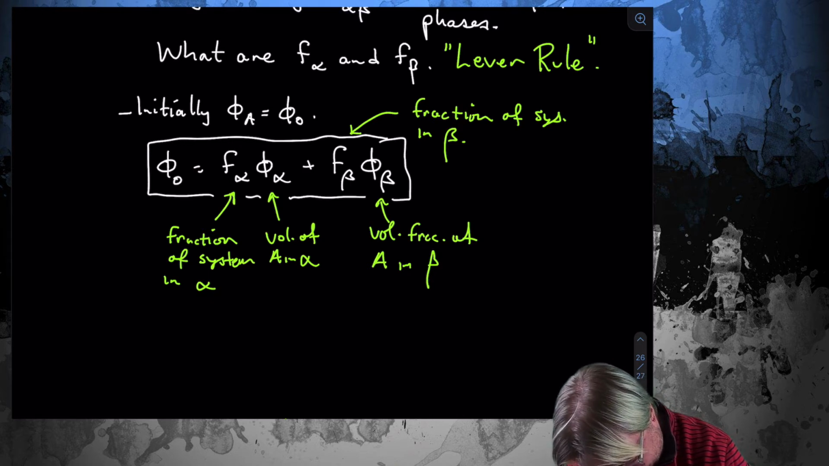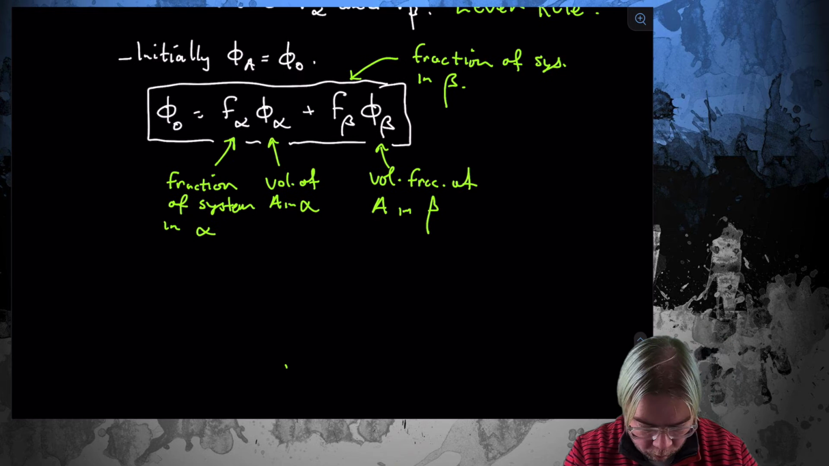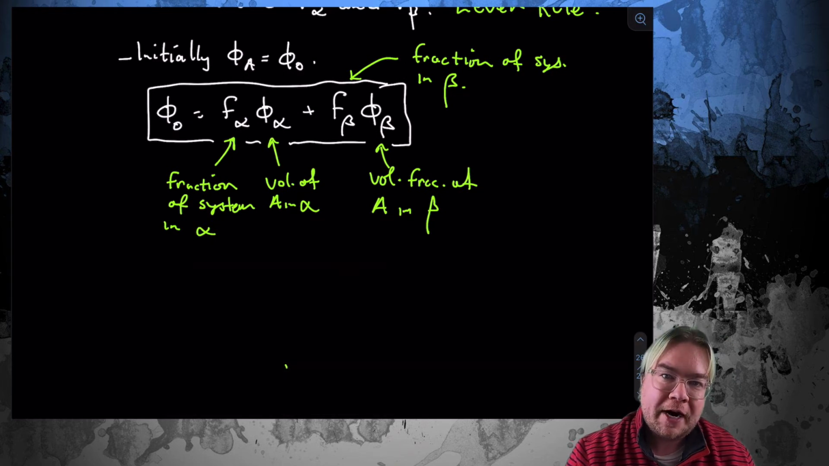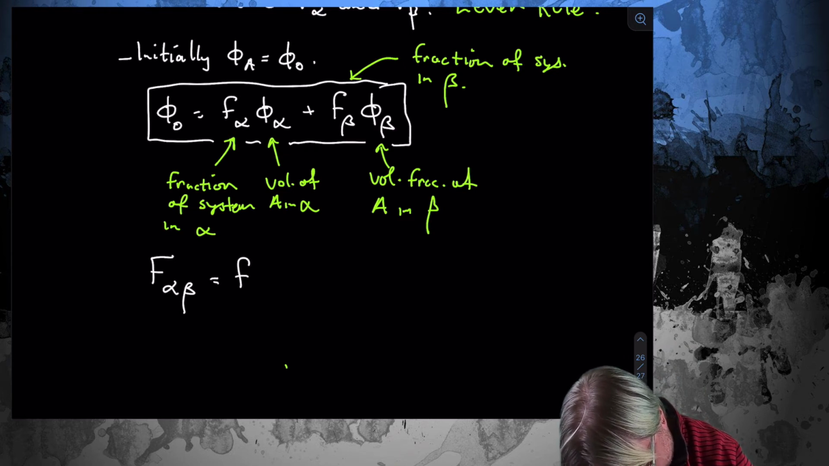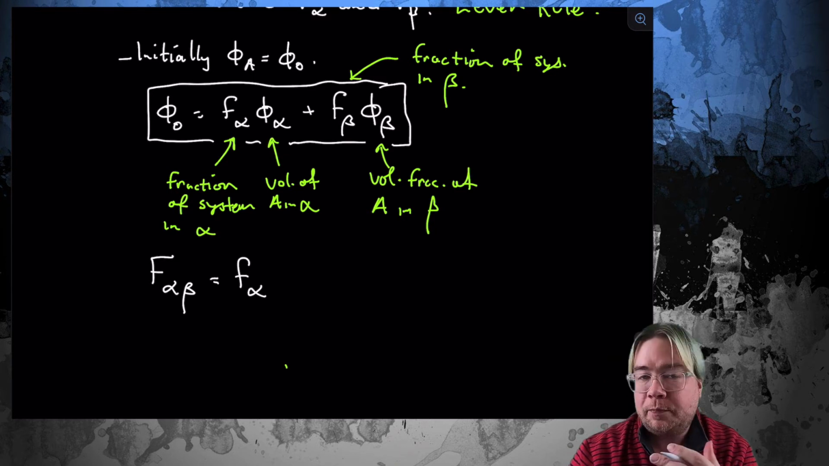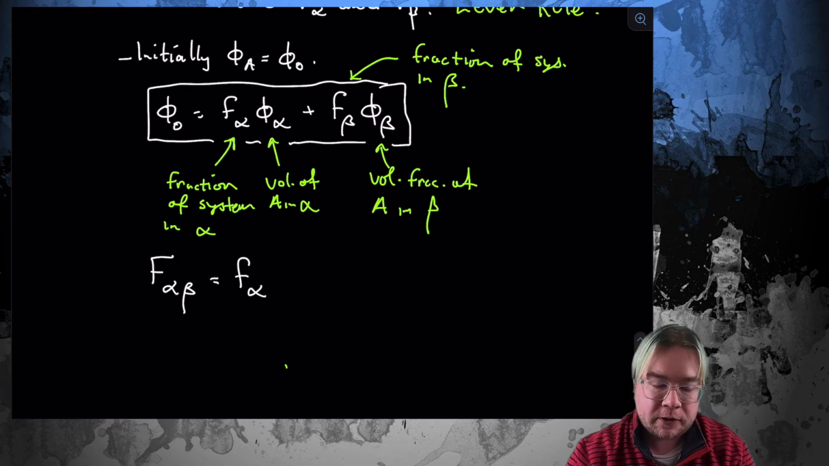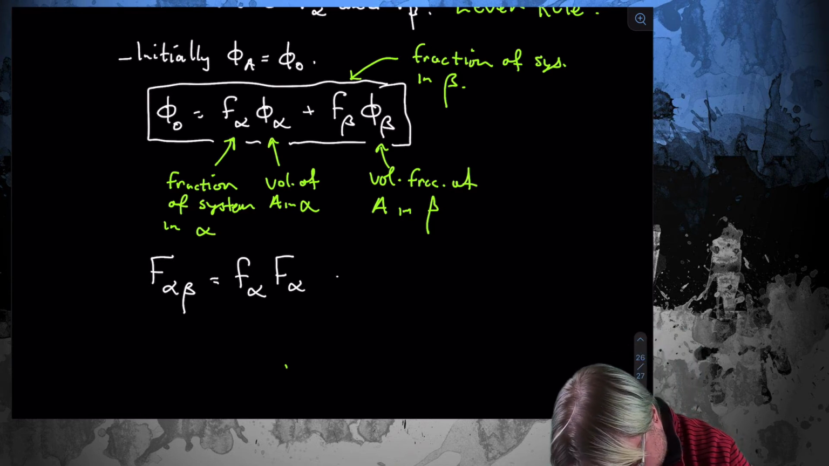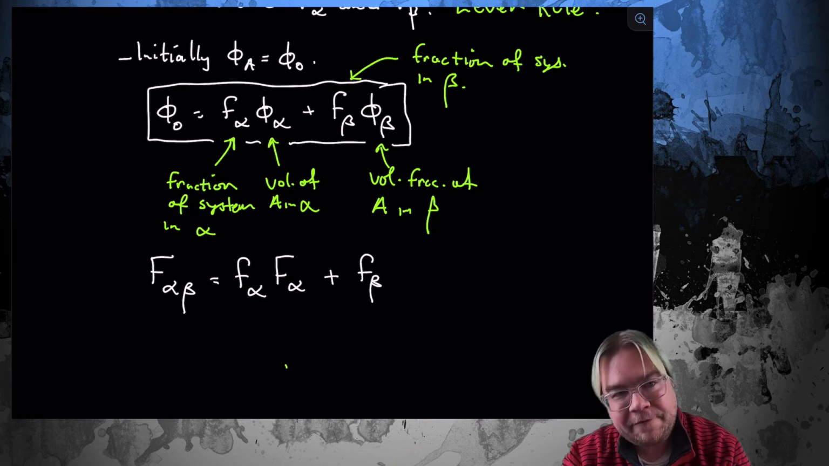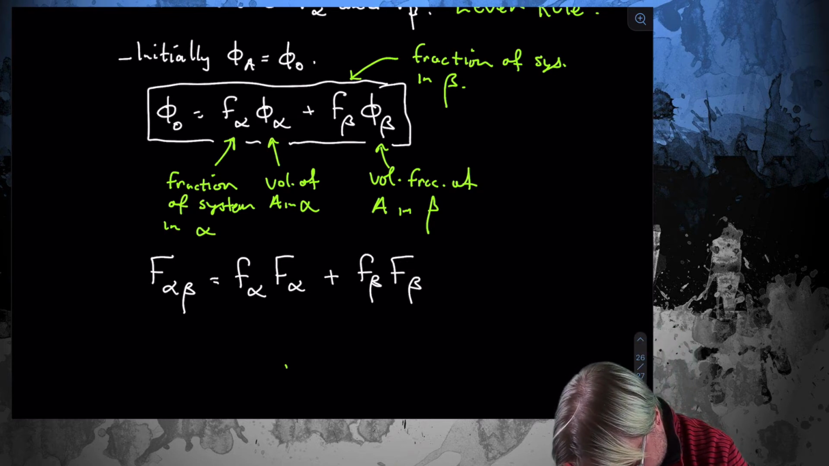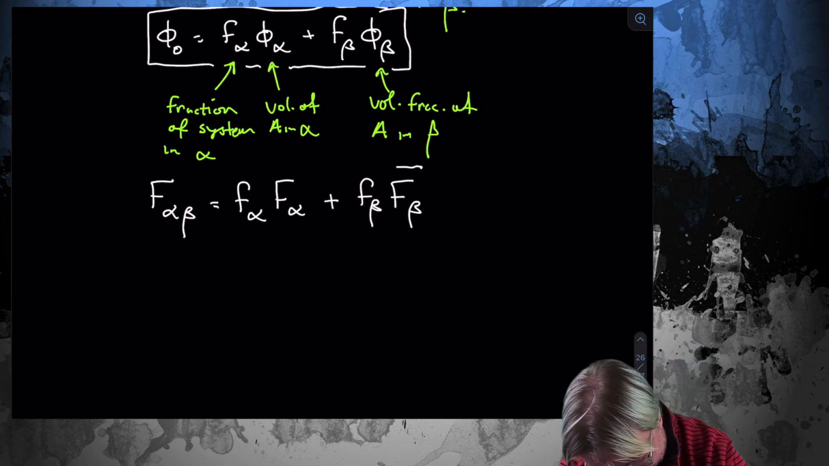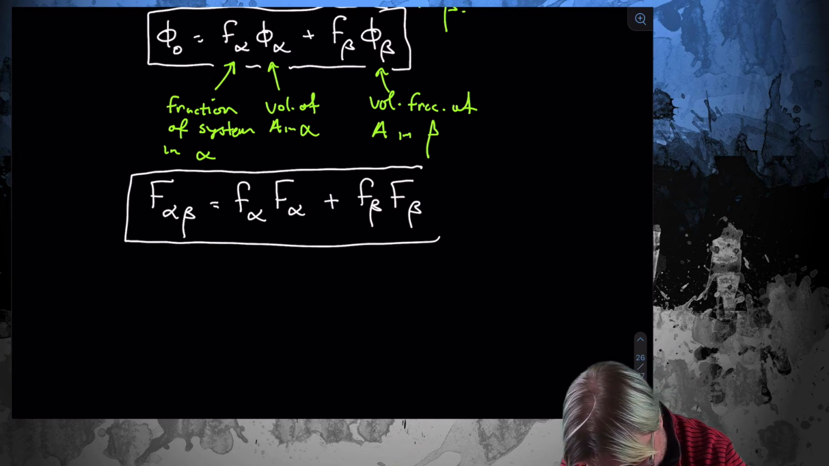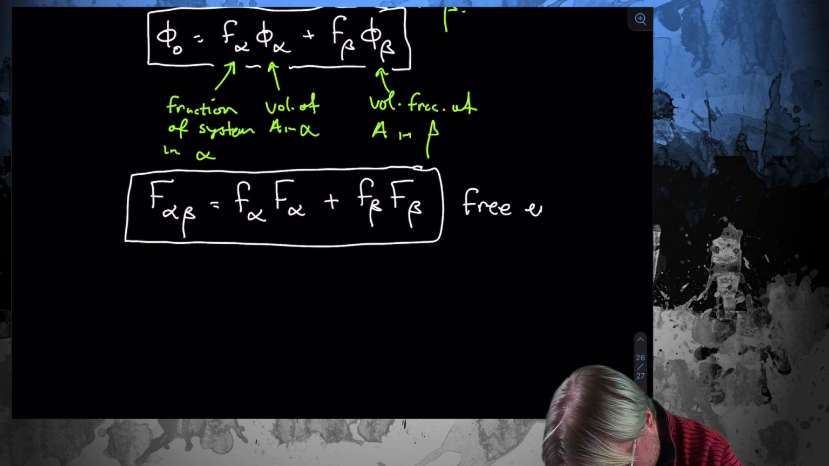I'd like to figure out what f alpha and f beta are, because while I also have this expression for what the total volume fraction of A is, I also have that F alpha beta is going to be the fraction of the system that's in the alpha phase multiplied by the free energy of the alpha phase in its pure state, F alpha, and then the fraction of the system that's in the beta phase multiplied by the free energy of the beta phase. And you can already see what would happen. So this is the weighted average for the free energy. And this is, I guess you could say, the composition.